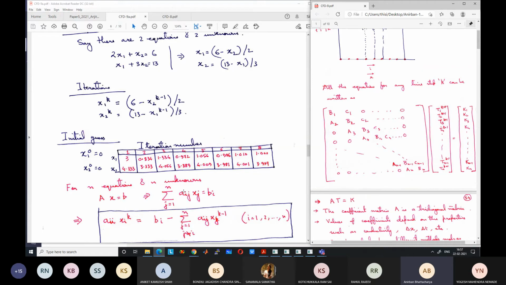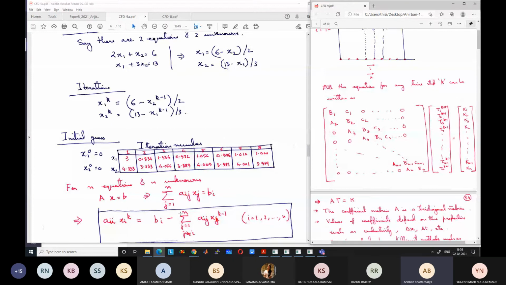All the other variables I take to the right hand side. So a_ii x_i for the kth iteration, let us forget the k for this moment. a_ii x_i is equal to b_i minus summation of j equal to 1 to n a_ij x_j, where one term is missing. Which term is missing? The a_ii x_i term is missing. When j is equal to i, that term is missing.